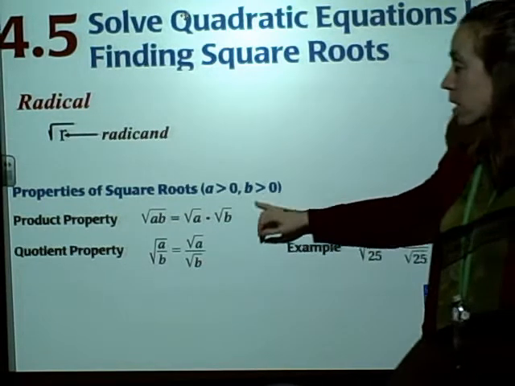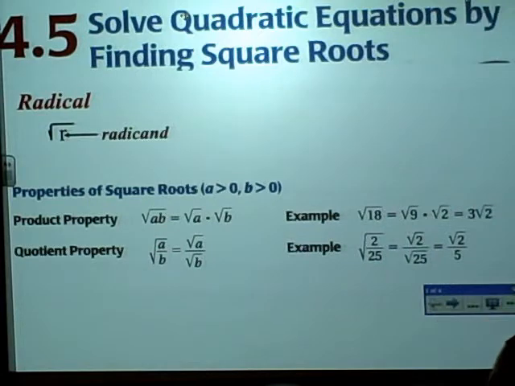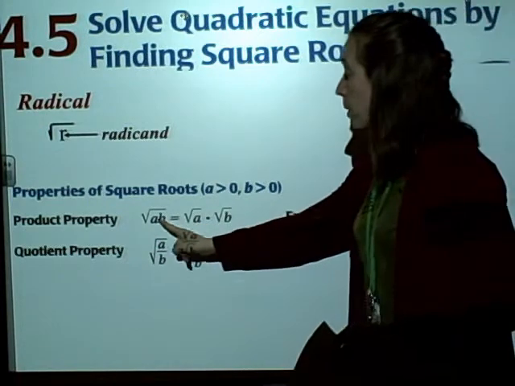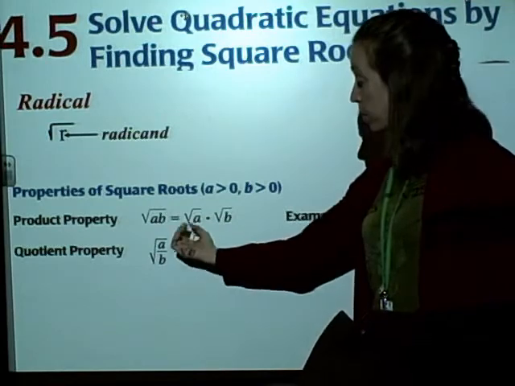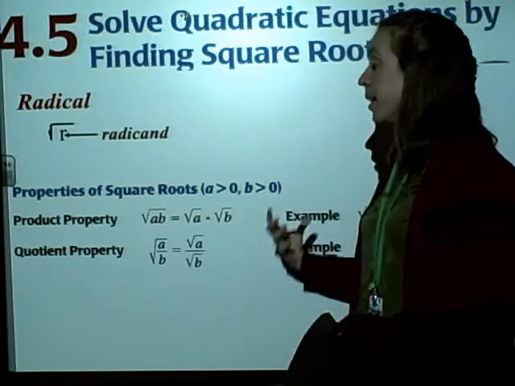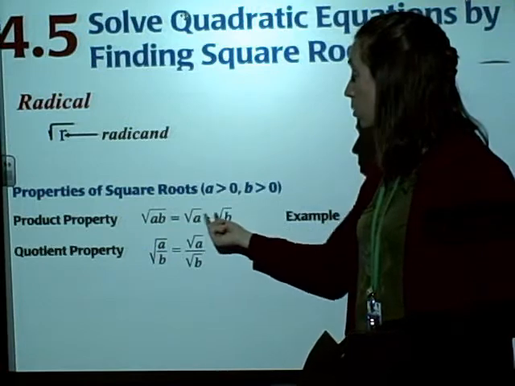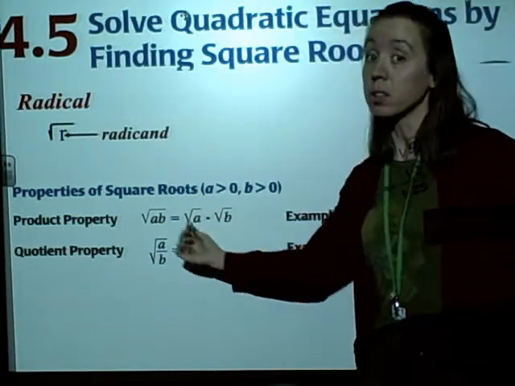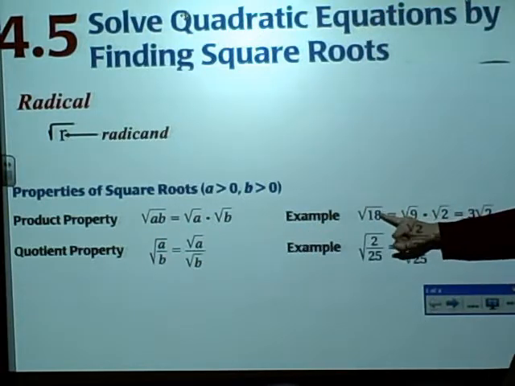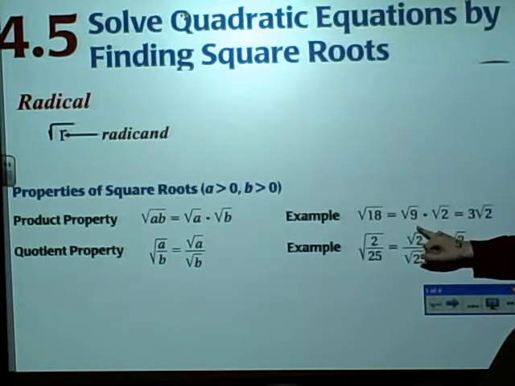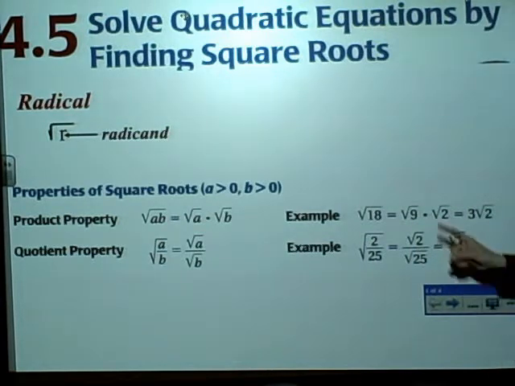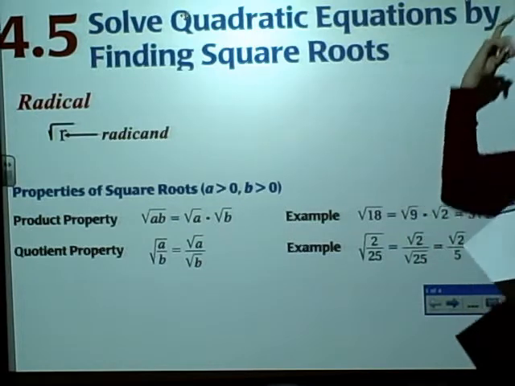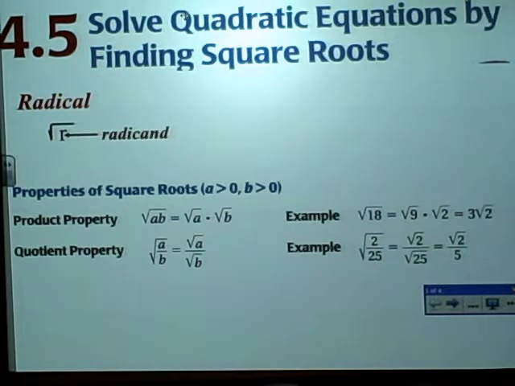Two properties down here. The product property with radicals. If you are multiplying two terms in a radical, we can split them up into two different terms, and it works the other way too. If you have two radicals that you want to multiply together, as long as they're both underneath a radical, you can multiply it. So for example, radical 18 is equal to radical 9 times radical 2. Same deal. If I wanted to multiply radical 9 times radical 2, I would just multiply the numbers and stick a radical over it. And then of course we want to write it in simplest radical form.